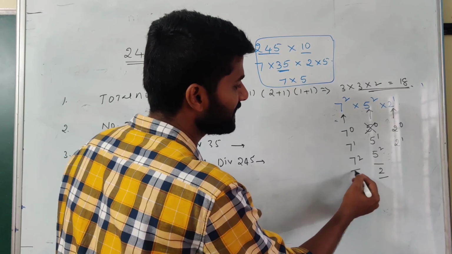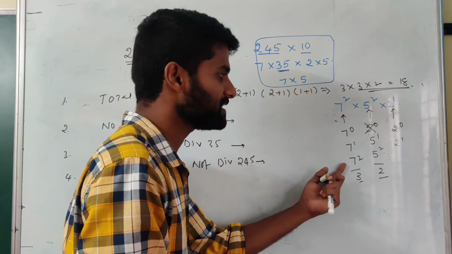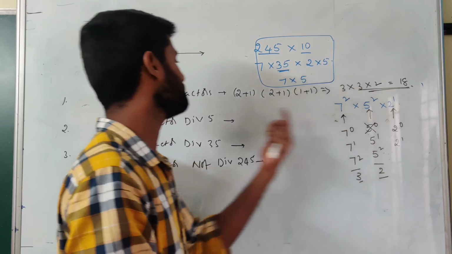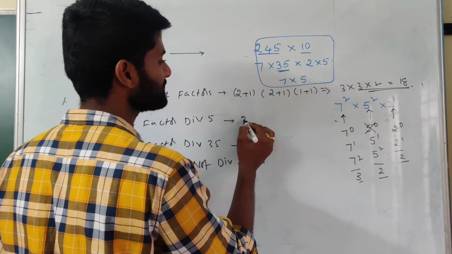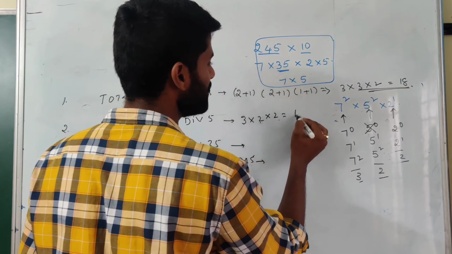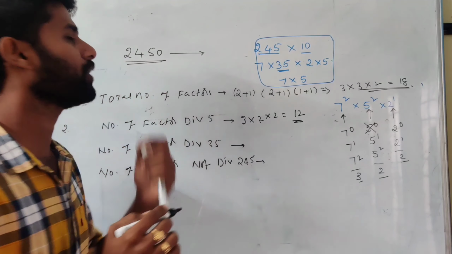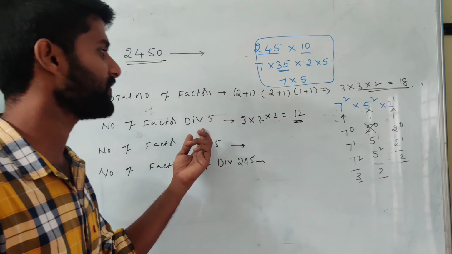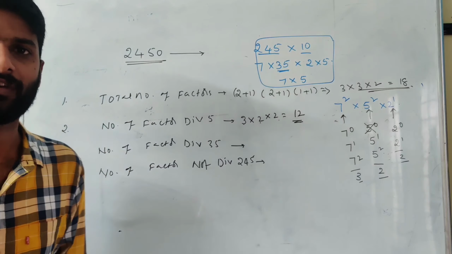From here we get 3 numbers. If you consider any of these numbers, they are also divisible by 5. For this number you consider these 2 numbers. The total number of factors are 3 into 2 into 2. So 3 2s are 6, 6 2s are 12. Means in 2450 the number of factors divisible by 5 is equal to 12.